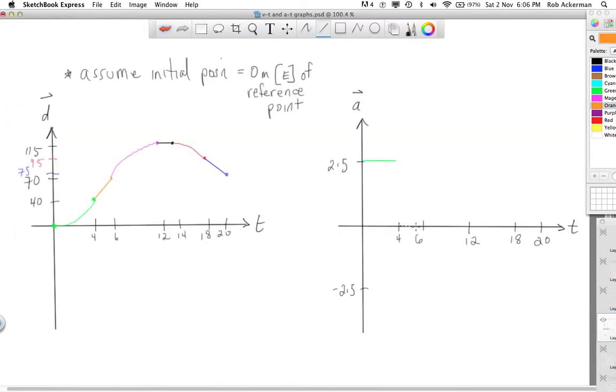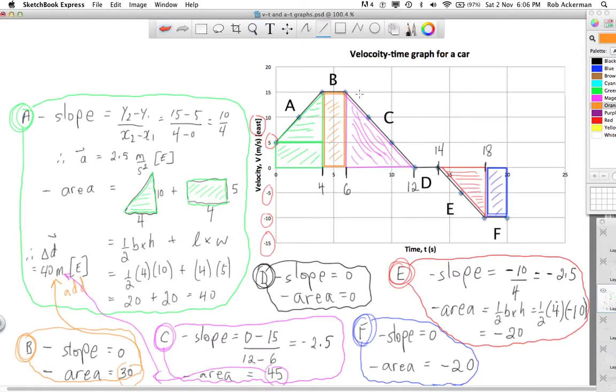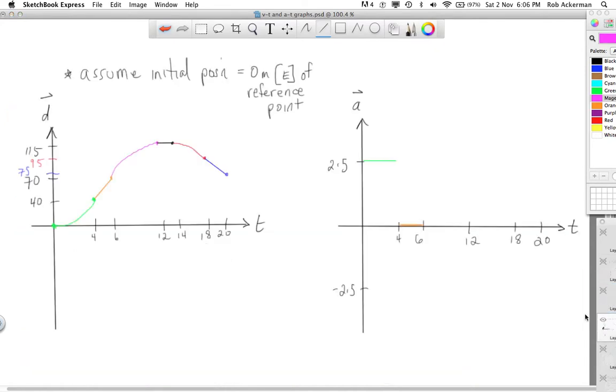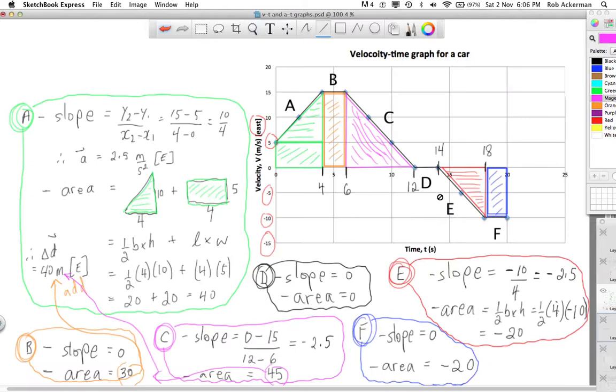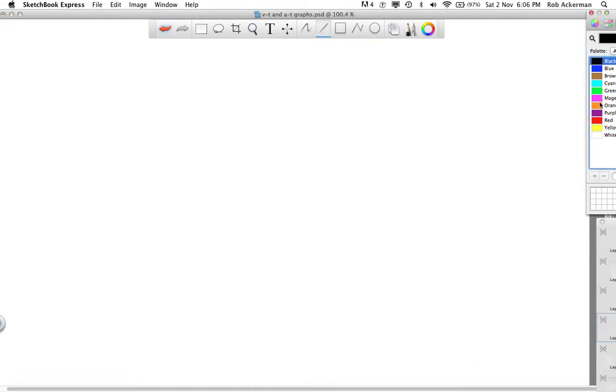Here it is. Down there. What happens next? We now have a negative slope, magenta color, lasting 6 seconds, negative 2.5 steady. So down here like that. And then we have no slope, 0 acceleration, lasting 2 seconds. Color is black.